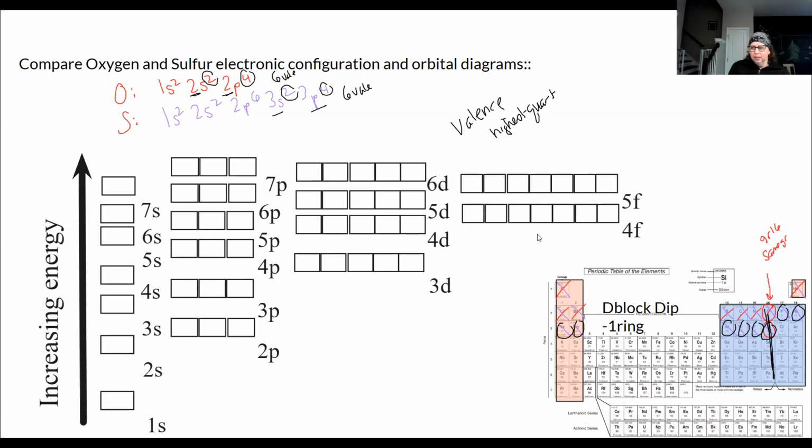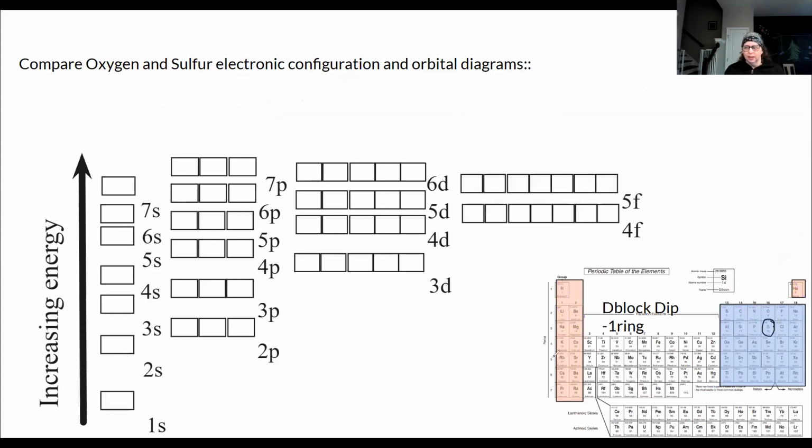All right, I'm just going to do the sulfur electron configuration just so that you can see it. 1s2, 2s2, 2p6, 3s2, 3p4. 1s2 by Pauli, up and down. 2s2 by Pauli, 1 up, 1 down. 3s2 by Pauli, 1 up and down. 2p6 up, up, up, down, down, down. 3p4 up, up, up, down.